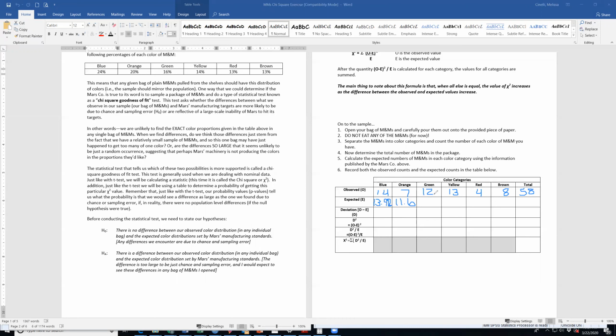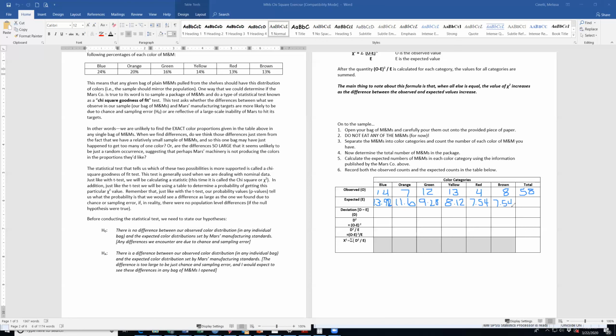We expected 16% to be green, so 58 times 16% is equal to 9.28. So we got too many green. 14% of 58 is 8.12. We got way too many yellows. 13% of 58 is 7.54. So we didn't get enough red, and we expect the same proportion of brown, so this would be 7.54 over here again.